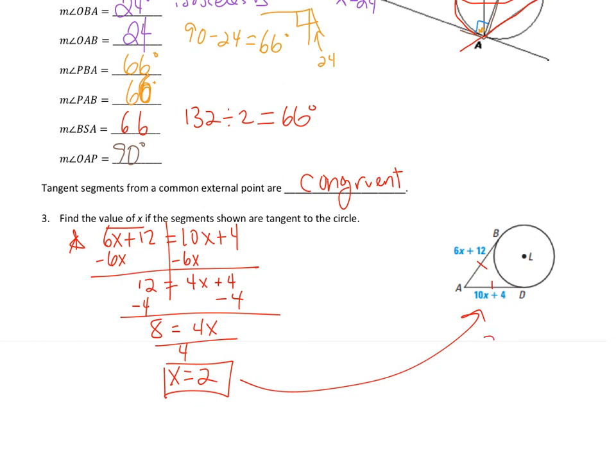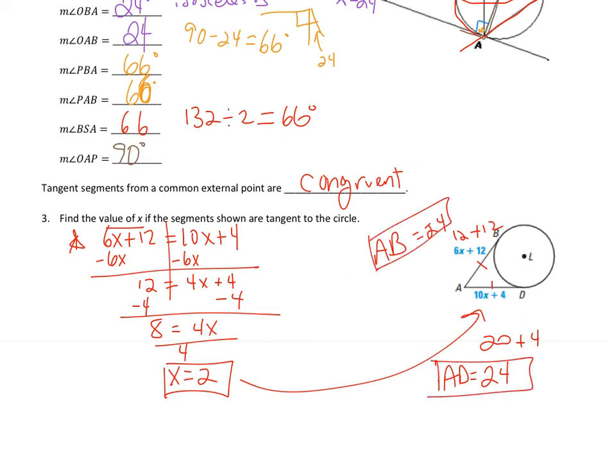So 10 times 2 is 20, plus 4, so we would have 24 would be the length of AD. AB should be the exact same thing, but if you double check, you get 12, so 6 times 2 is 12, plus 12 again, you do get 24. So if you ever want to find the lengths of the segments, you always have to check that as well.